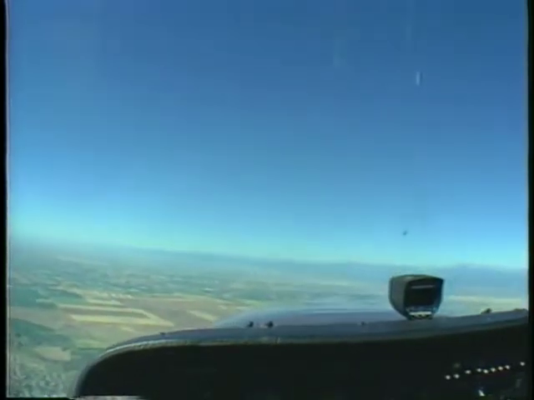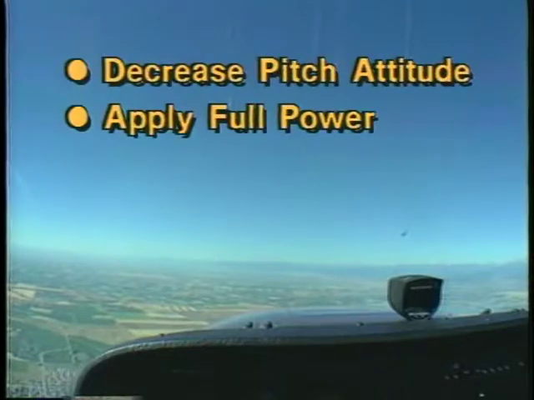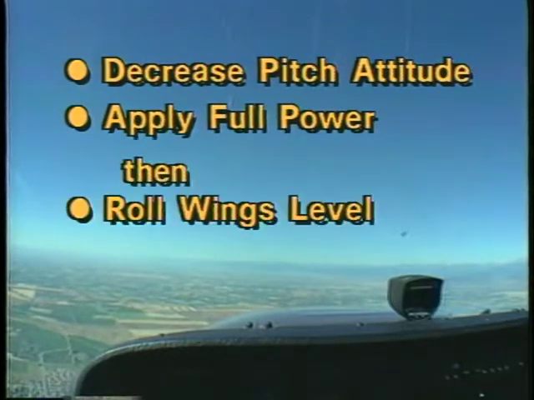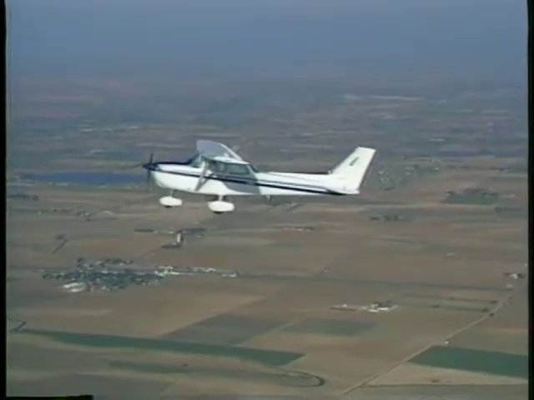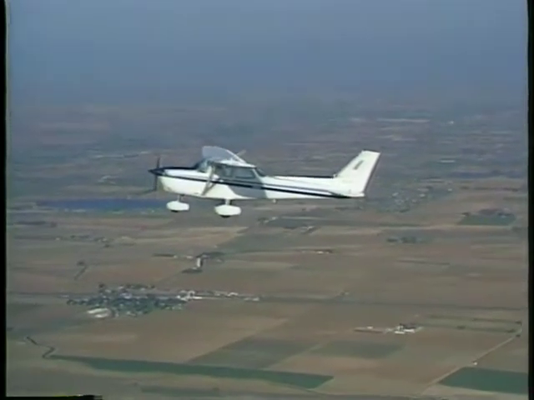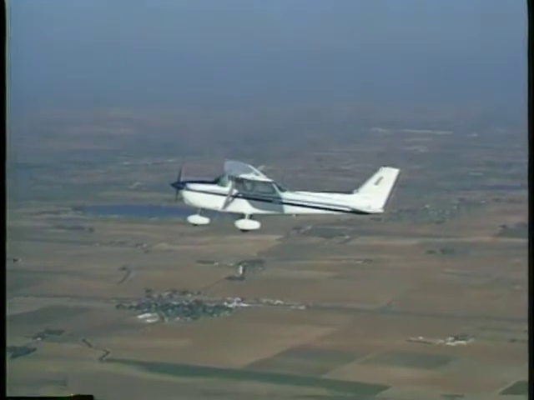Since you still have control of the airplane at this point, recovery from the near stall condition can be made by decreasing the pitch attitude as you apply any remaining power. Then the wings should be rolled level. When there is no danger of a secondary stall, return to straight and level flight or a climb by retracting the flaps if they were used.